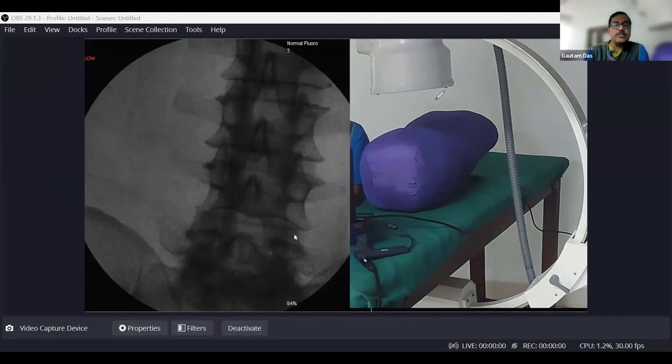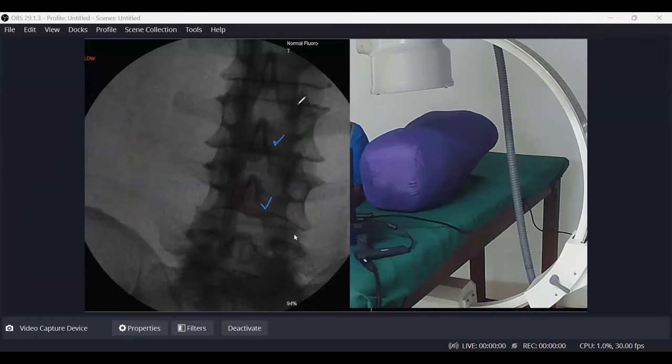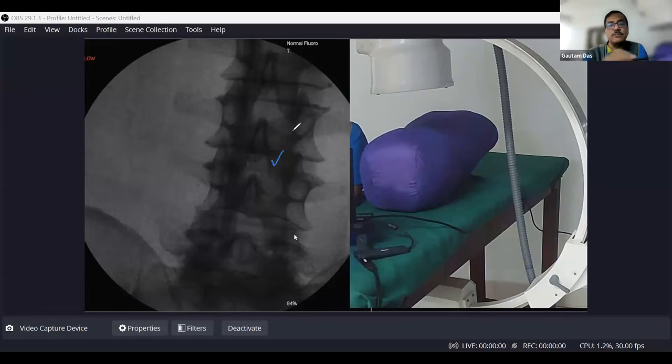Okay, so what is this part? Tell me, what is this? Lamina. This is the inferior facet, the inferior articular process. This one I was talking about. Inferior articular process.